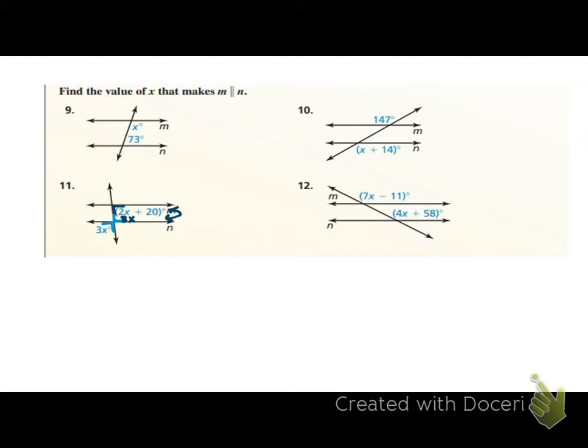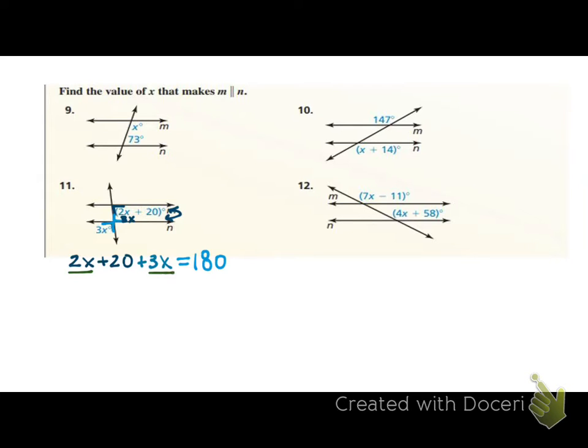That is the measurement, yes. What relationship do they have? They're consecutive interior, which is going to make them supplementary. So will I set them equal? No, I'm going to add them. So 2x plus 20 plus 3x, and they will equal 180.